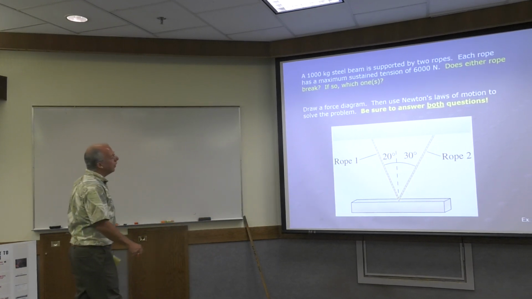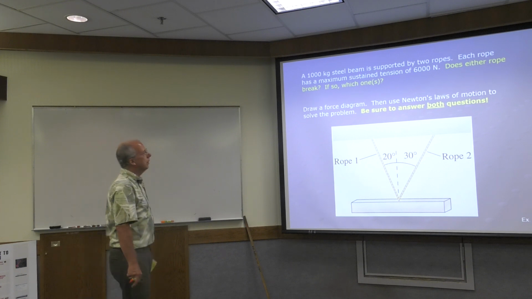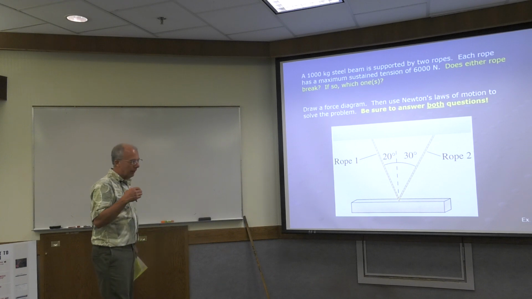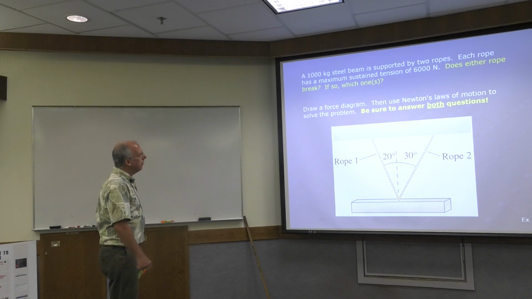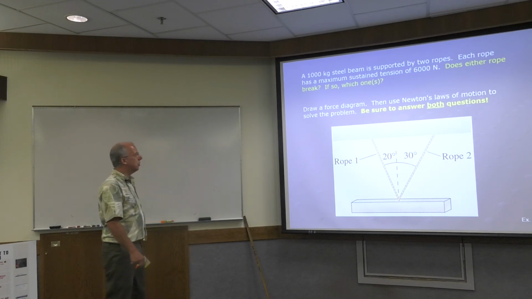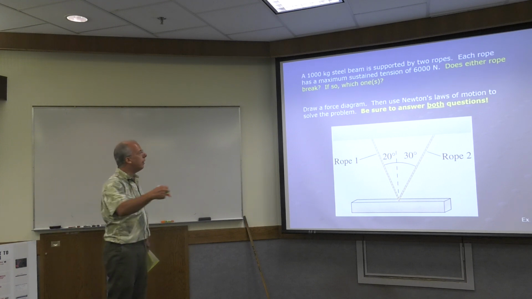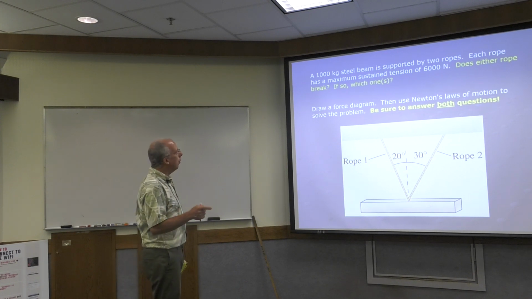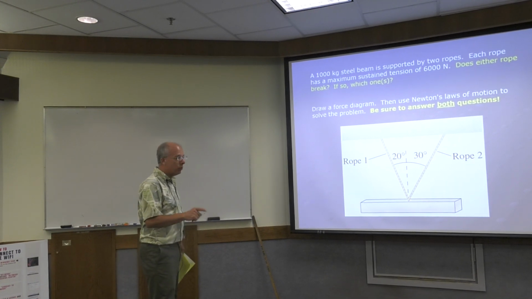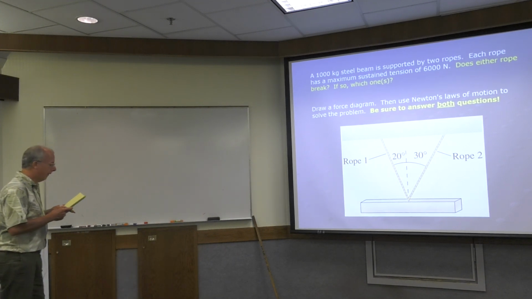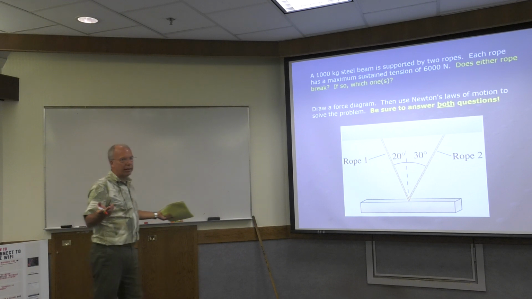Okay, a 1,000 kilogram steel beam is supported by 2 ropes. Each rope has a maximum sustained tension of 6,000 newtons. That means if the force is greater than 6,000 newtons, it breaks. Does either rope break? If so, which ones? Draw the force diagram. Use Newton's laws of motion to solve the problem. Be sure to answer both questions. What do you mean both questions? Well, does either rope break? Yes or no? If so, which one or ones? This is kind of a cool question. And again, there's no kinematics, right? This is just a force problem.